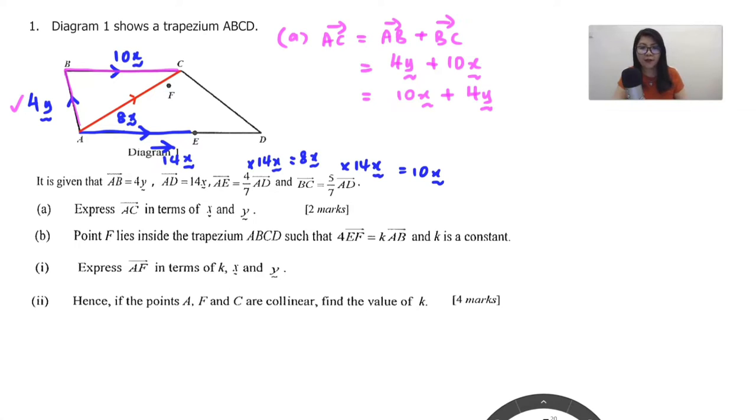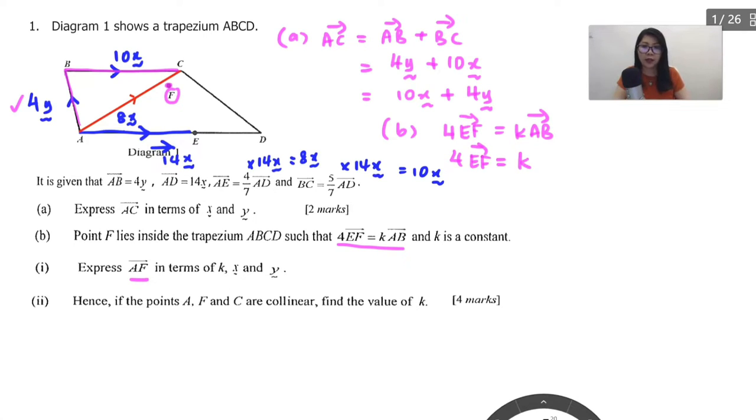Then B: point F lies inside the trapezium ABCD. So F is over here. This is F, such that 4EF equals kAB. We're going to use this, 4EF equals kAB, to find the answer for B1, which is vector AF. So 4EF equals kAB. AB, we know, is 4y in the diagram. So then we can cancel off the 4 and 4 on both sides. So EF is equal to ky.